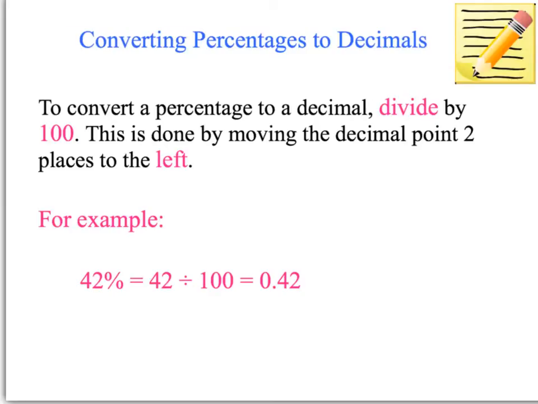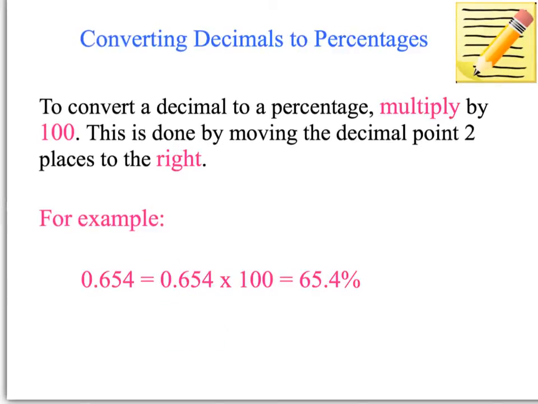So for example, 42% is 42 divided by 100. Remembering the decimal place is after the number, 1, 2, and then the decimal place is in front of the number. And so the number as a decimal is 0.42. Another way of writing that is 42 over 100. Remembering it as a fraction might make it easier to remember that 0.42 is 42 hundredths.